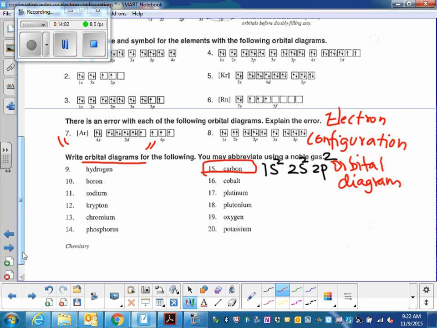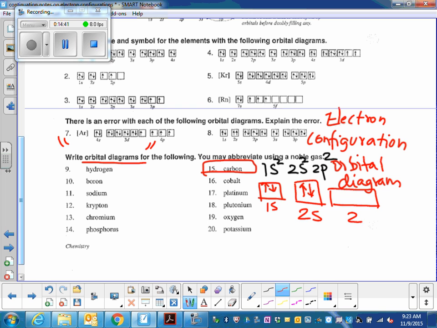Because how many boxes will I draw if it is an s orbital? One. How many boxes will I draw if it is a p orbital? How many will I draw if it is a d orbital? 5. And how many will I draw if it is an f? 7. And so you should know that. So this is my 1s orbital and I will put my 2 electrons in. Now I am drawing the orbital diagram for carbon. Is that clear? And then I draw my 2s and I put an up and a down arrow.